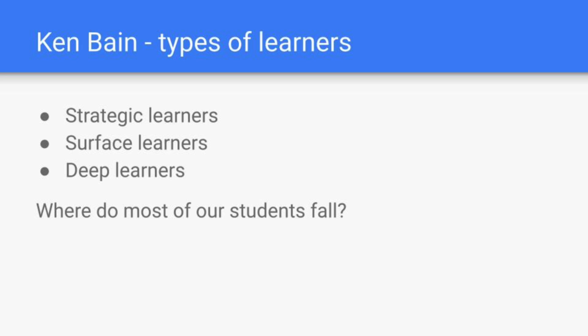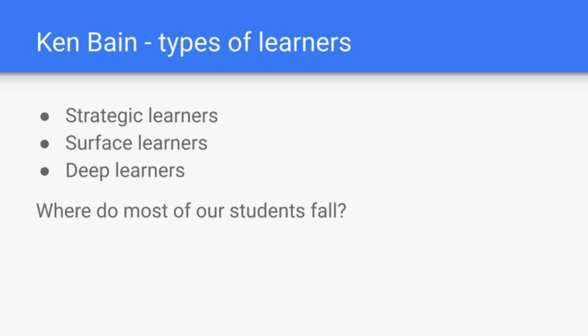He had a couple of books out there that were really popular a while back. One is What the Best College Teachers Do, and also What the Best College Students Do. And he suggests there are three types of learners. There are strategic learners, surface learners, and deep learners. And strategic learners focus on getting the highest grade they possibly can and try to maximize their grade by doing the least amount of effort, to minimize the effort and possibly the learning required to get a high grade in the course.